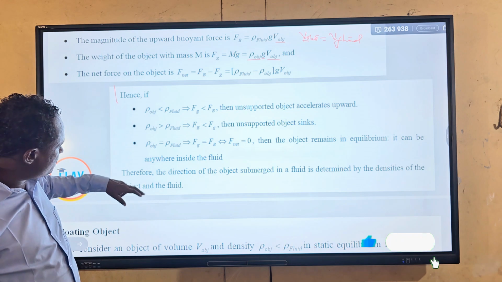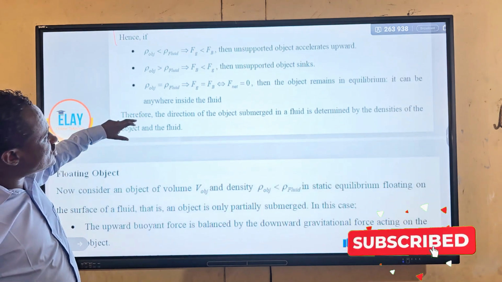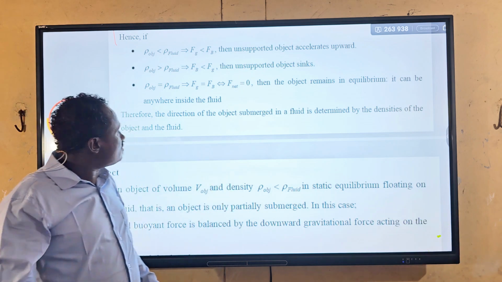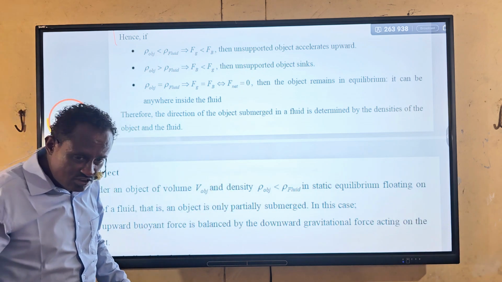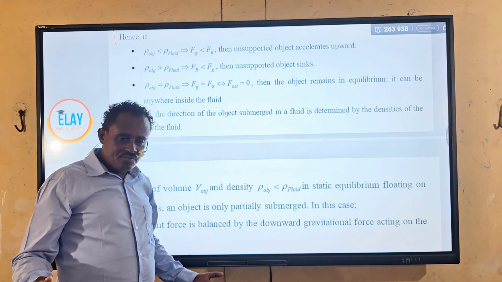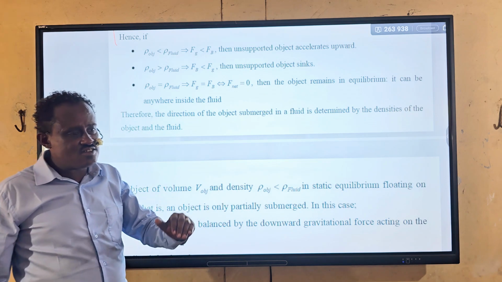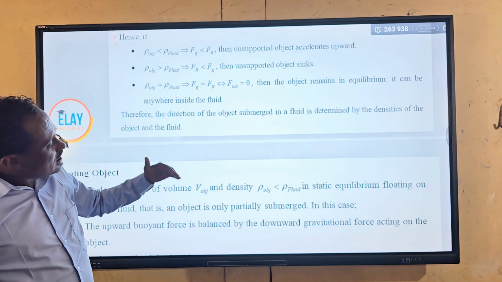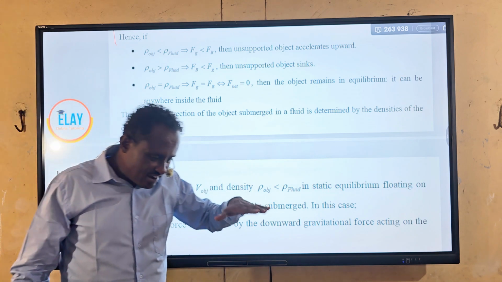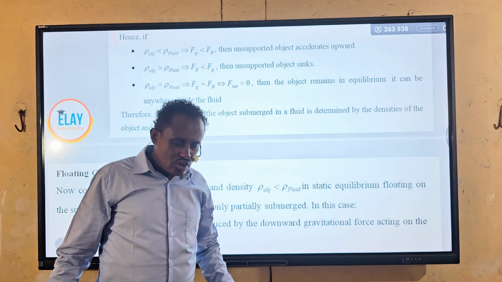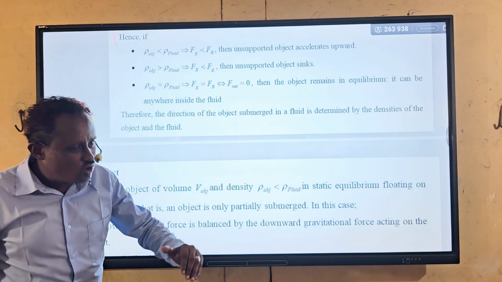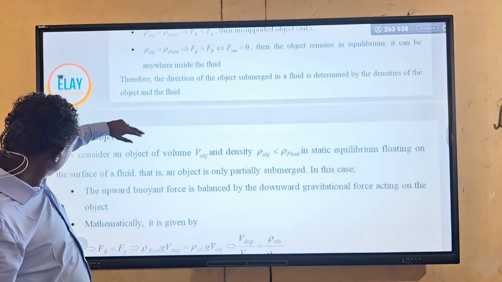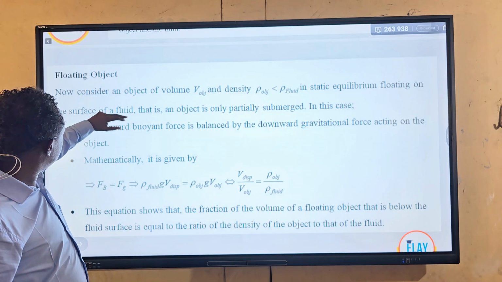Therefore, the behavior of an object submerged in a fluid is determined by the density of the object and the fluid. The behavior of the object means what? In this context of fluid statics, whether it is immersed, moving into the fluid, or floating on the fluid. Now the other case is floating.